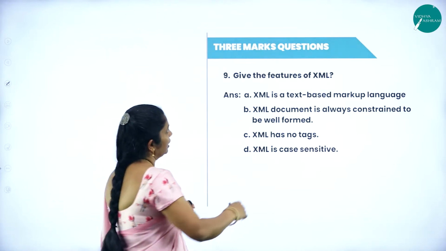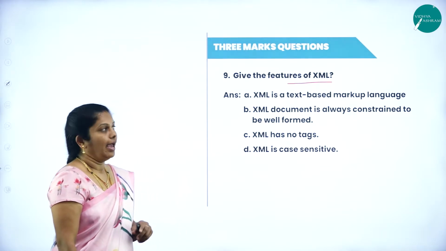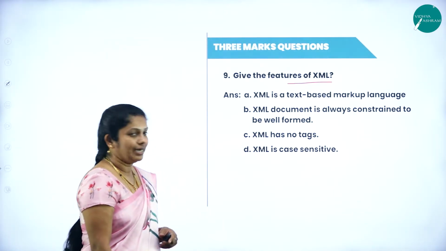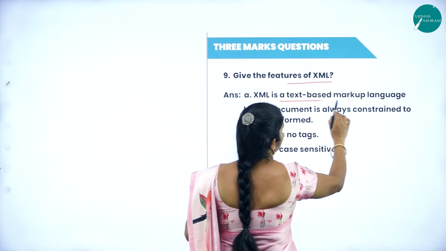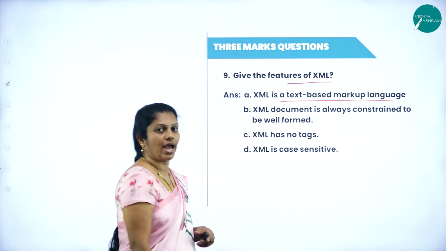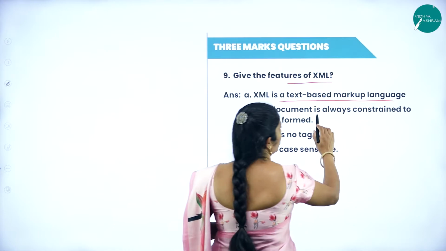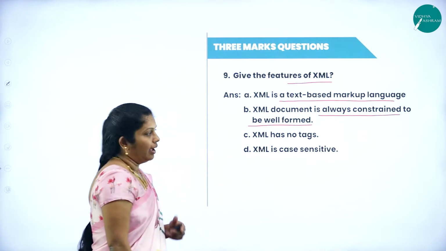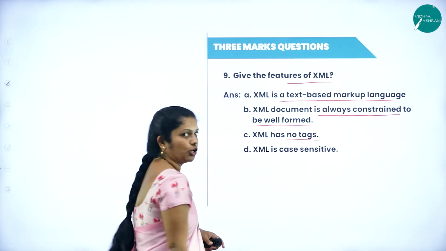Next question, give the features of XML. XML stands for, as I already told you, Extensible Markup Language. It is a text-based markup language. We are using text here. An XML document is always constrained to be well formed. And in XML, specific tags we are not using.